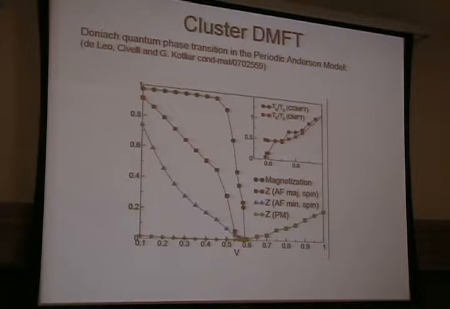There's a recent application of this cluster DMFT to the Kondo lattice or periodic Anderson model, and an interesting result of this approach is the observation of a quantum phase transition, where the ferromagnetism dies to 0, and then you have a paramagnetic phase with a quantum critical point here. We're going to hear a lot about this during the rest of the week. Okay, so this is a particular application of cluster DMFT.